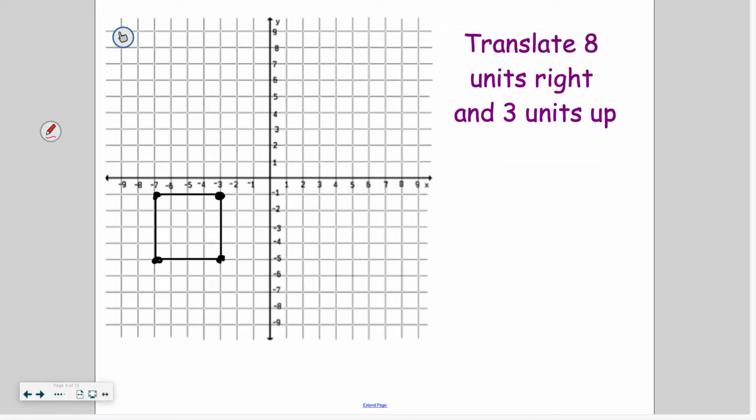Go ahead and try translating this one 8 units right and 3 units up on your own. After our transformation, the image results in this blue square.